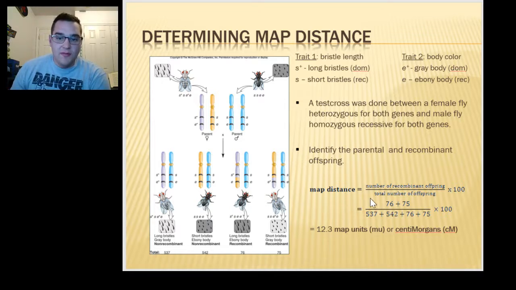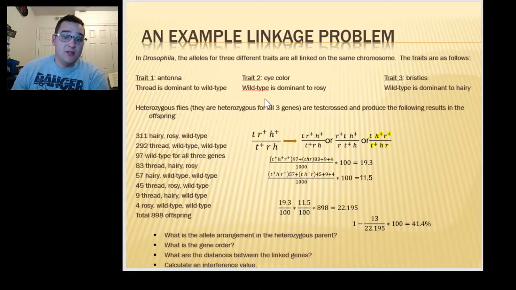And then it just goes to the map distance, the number of recombinant offspring, the total number of offspring, and it'll give you the answer in map units. I'm actually just going to skip this one and go right on to the example in linkage, and I'm going to explain this real quick for you.